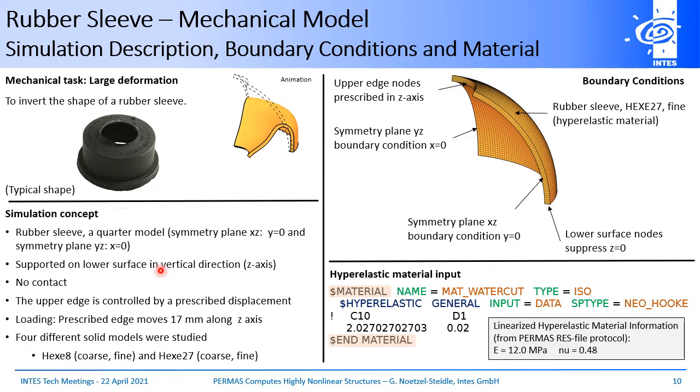Four different models were studied, using linear or quadratic hexahedral elements with a fine or coarse mesh. The hyperelastic material is considered as a neo-Hookean type material, with 2 parameters for the strain potential. To easily compare hyperelastic with linear elastic material, the stress-strain curve is linearized at small strains and could be checked in the PERMAS RES file protocol during the analysis.